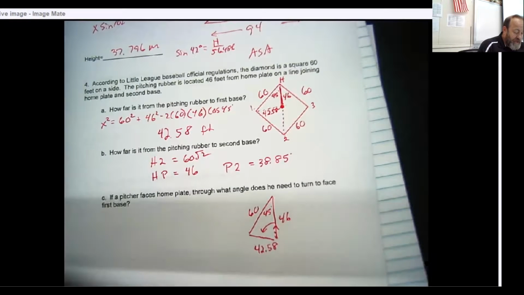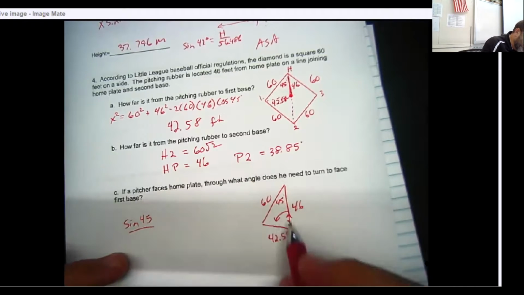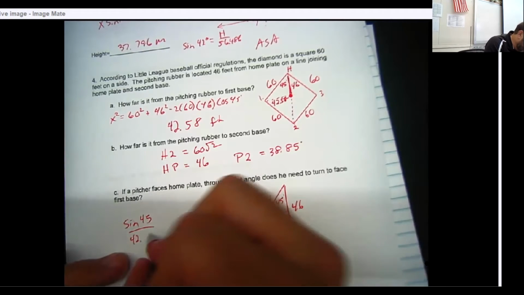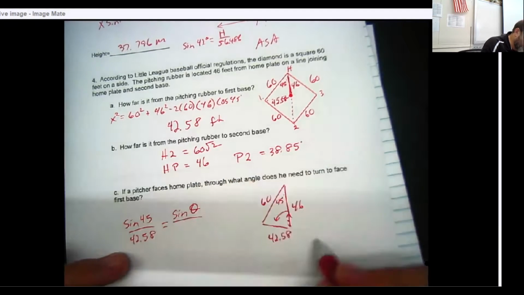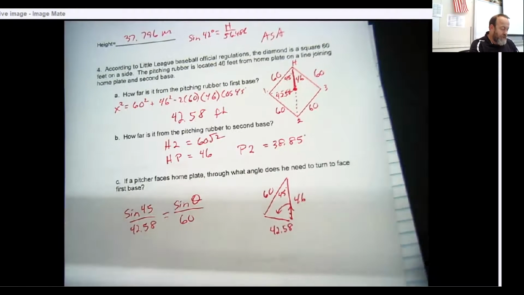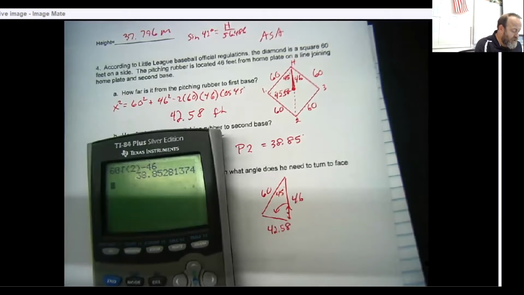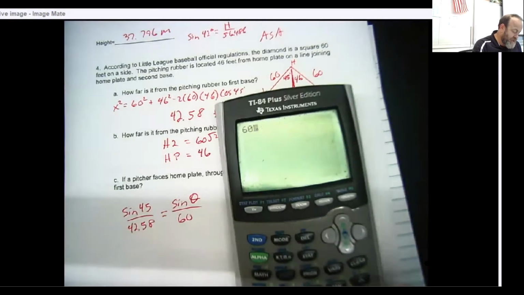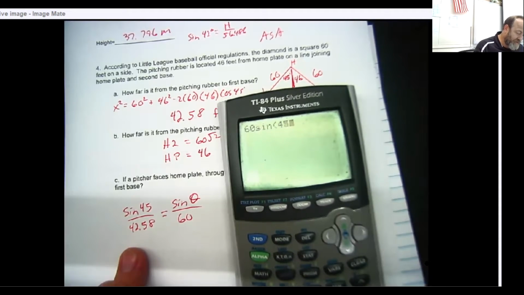So looks to me like I've got a lot of information, so I should be able to use the law of sines. The sine of 45 over 42 is equal to the sine of the angle that we're interested in divided by 60. And this is okay because I know that it's further back, so it won't be obtuse. And we did talk about that in class. So 60 sines of 45 divided by 42.58. You'll notice, oops, I made a mistake there. 60 sines of 45 divided by 42.58.